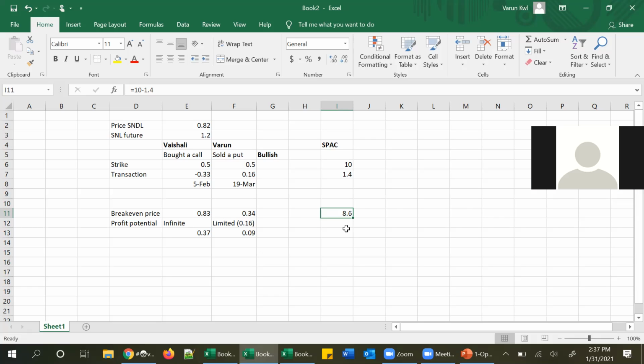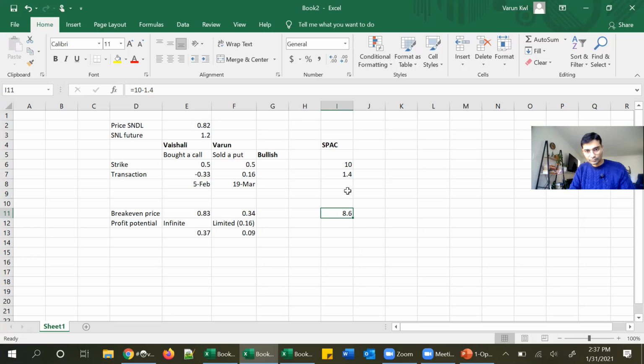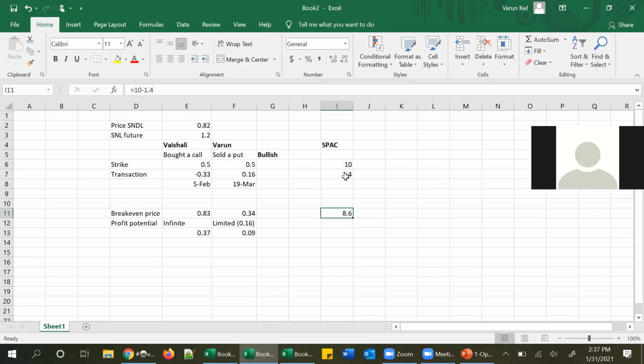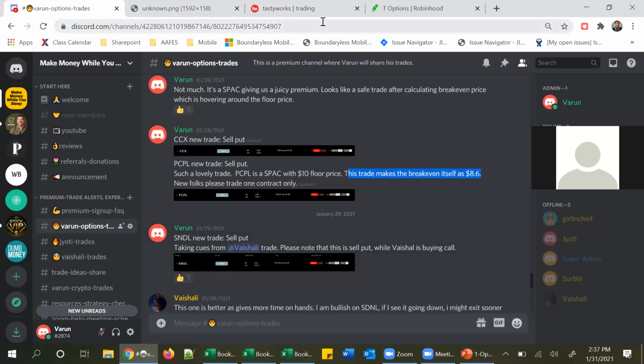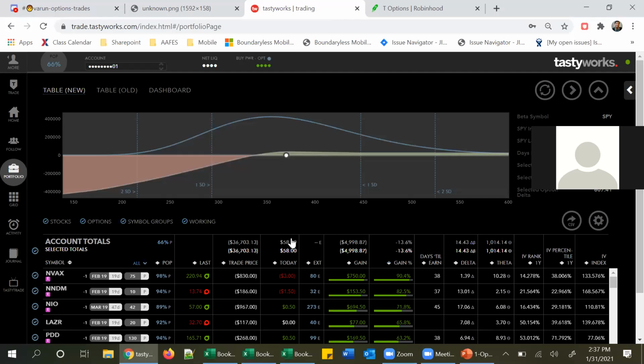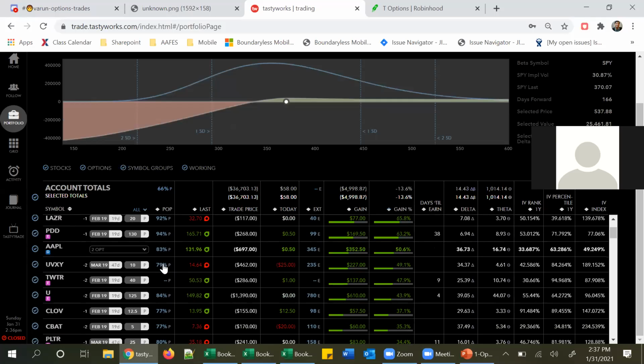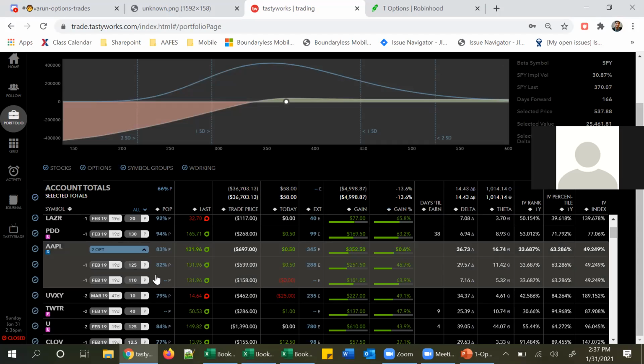Varun, suppose tomorrow it went to $11. In order to close this transaction, what will you do? You have to buy a call, sell a call, right? When we buy, we get out of the call by selling the call. Yes. Now how do you get out of the sell put?